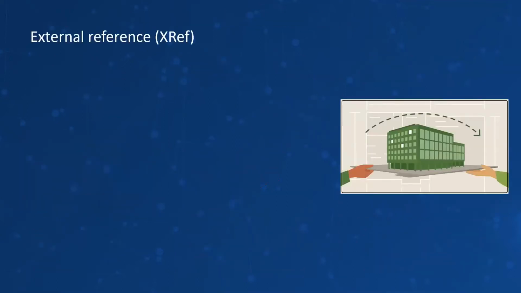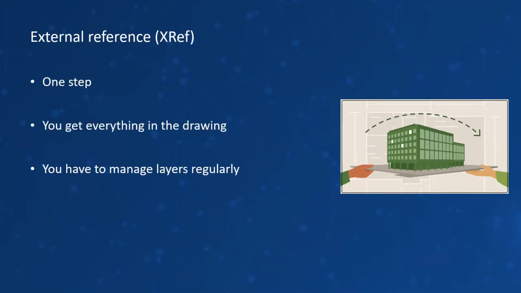So what is an external reference? In an external reference, you can only do one step, which is you get everything in the drawing. So with this, you have to manage the layers regularly. Basically, any objects based in AutoCAD and Civil 3D can be displayed in XREFs.